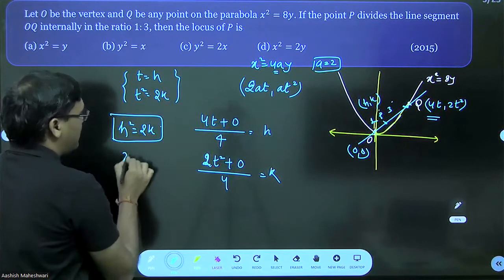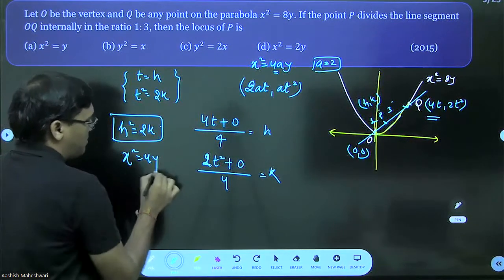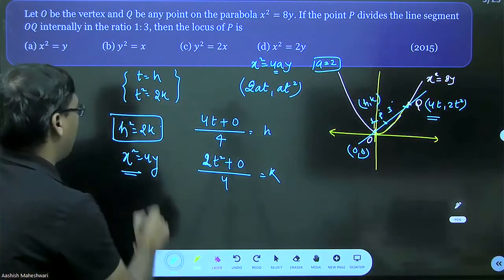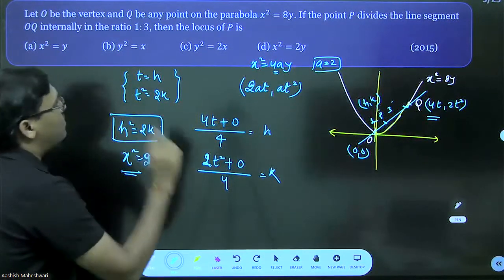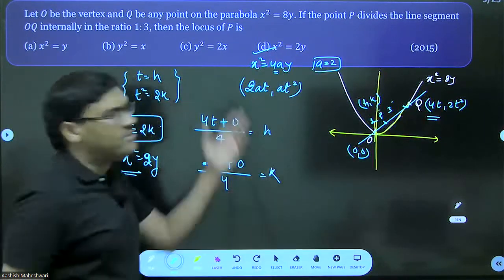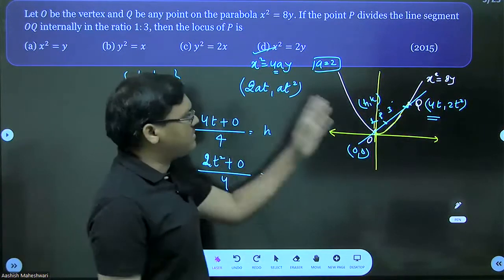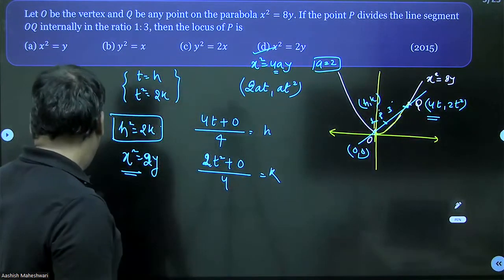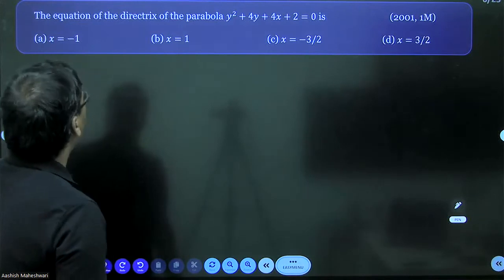So what is the locus? x² is equal to 4y. Sorry, x² equal to 2y, not 4y. x² equal to 2y, that is option D is the answer for this. Very easy question again, right? Simple section formula you have to apply, right? Now let's move to the next question.